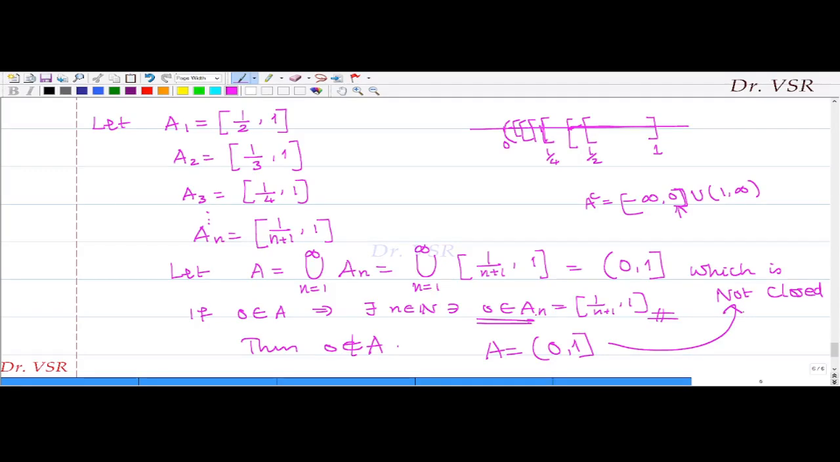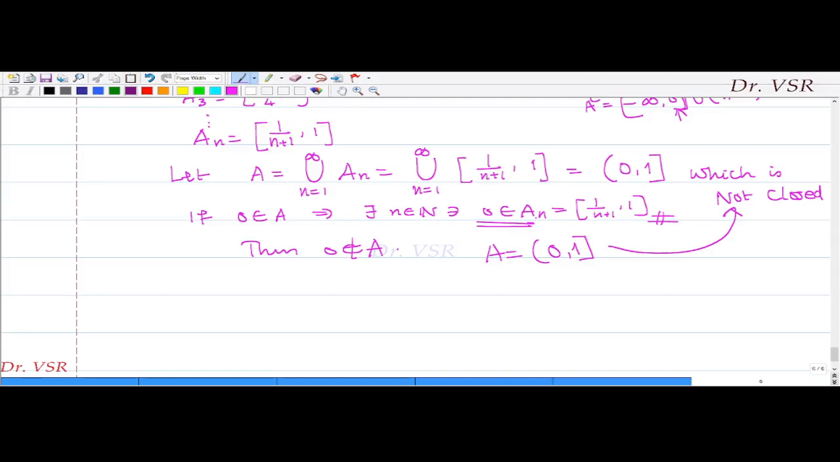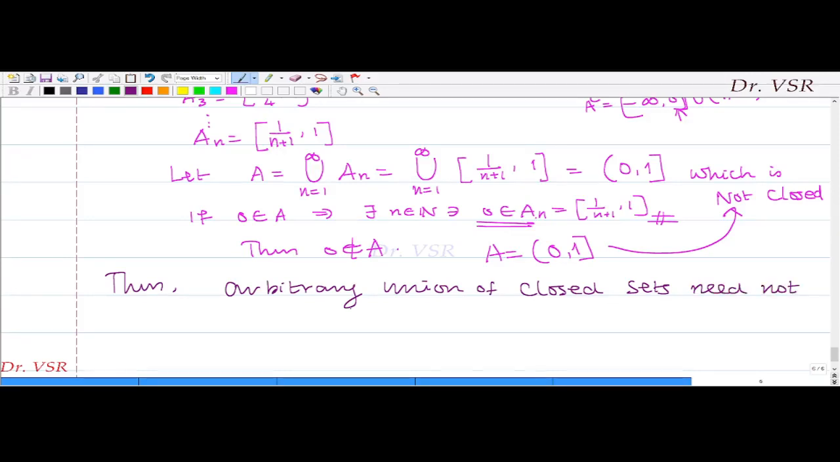So that implies that an arbitrary union of closed sets need not be closed.